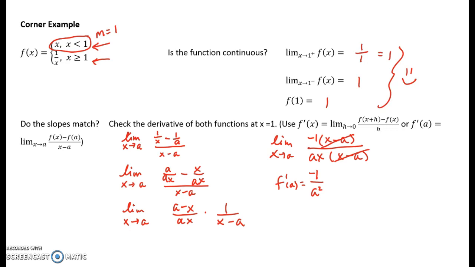Remember that we're evaluating this at 1, so if I do f prime of 1, I get negative 1 over 1 squared, so I get negative 1. That slope does not match the other slope, but both are numbers, so I know it's a corner because both of my slopes are numeric, but they don't have the same value.